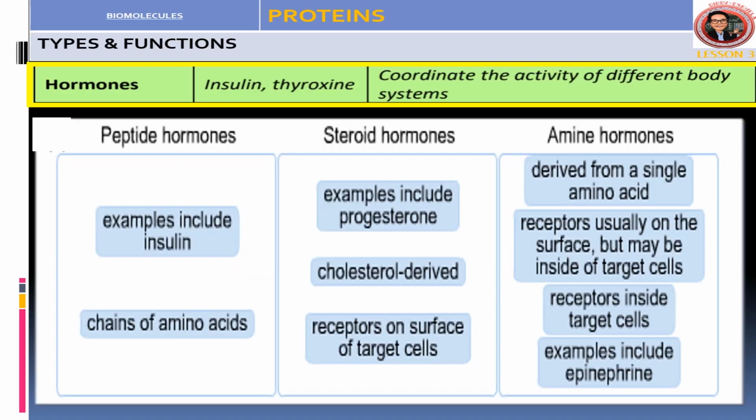Fourth function, as hormonal proteins. Humans have about 50 different known hormones.